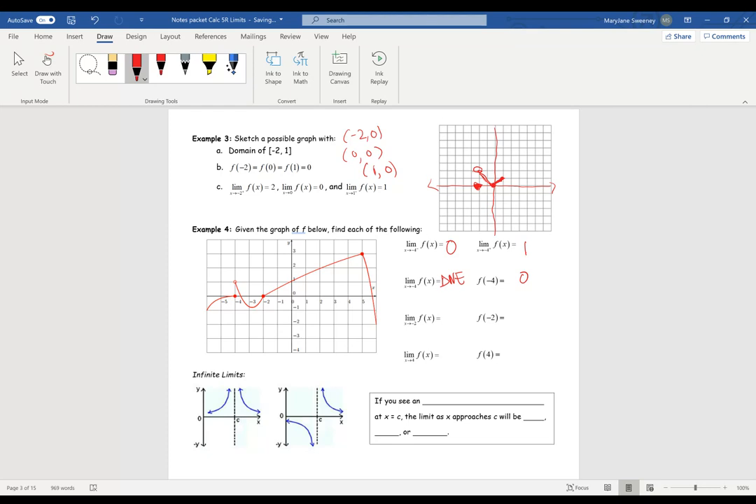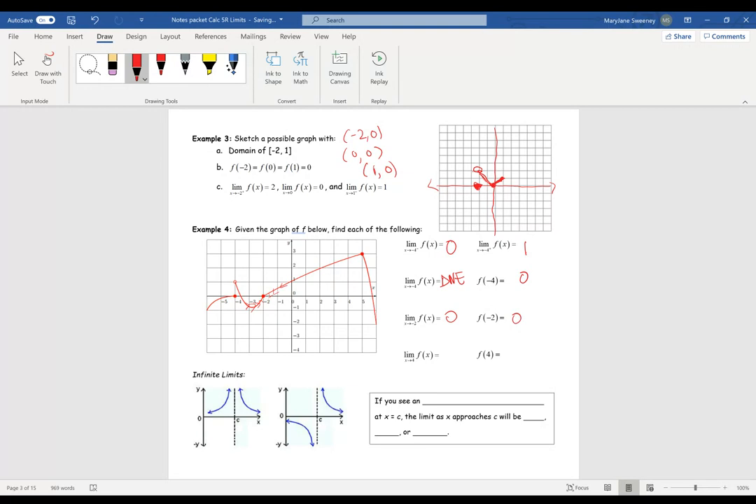At -2, to tell the limit, we would have to check coming from the left and coming from the right. They're both approaching 0, so my answer is 0. f of -2 is also 0.